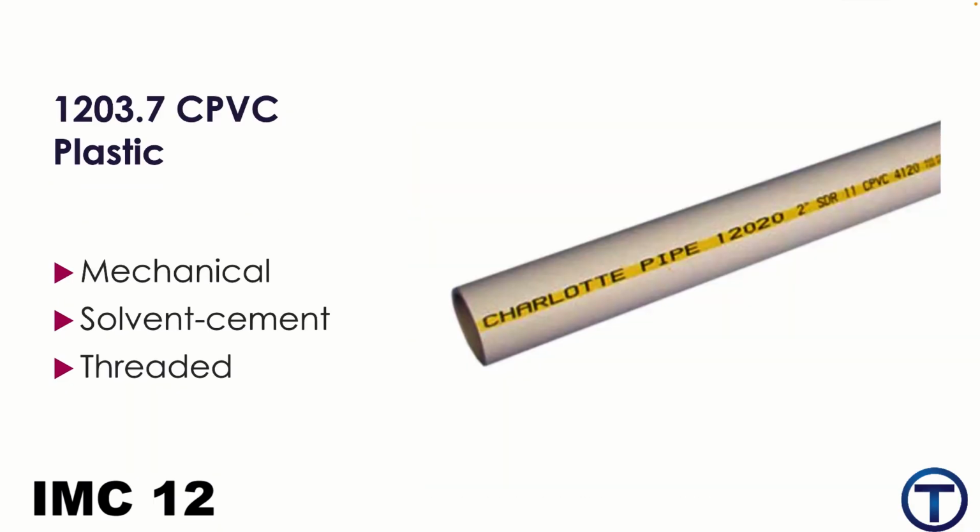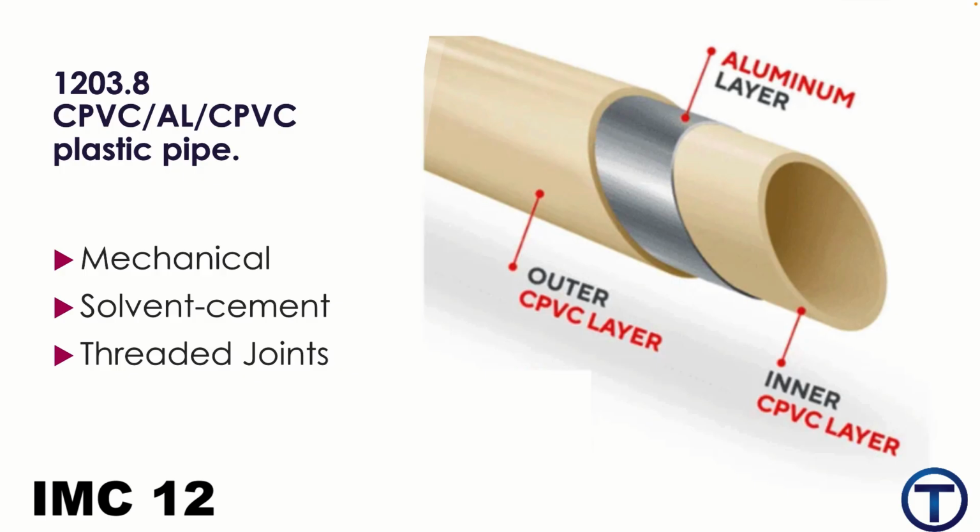1203.7, CPVC plastic. You can use mechanical joints, solvent cement, or threaded joints to join this stuff together. How about another variety, 1203.8, CPVC. This has an aluminum layer between two layers of CPVC plastic pipe. You can use a mechanical joint, a solvent cement joint, or threaded joints to put this stuff together.